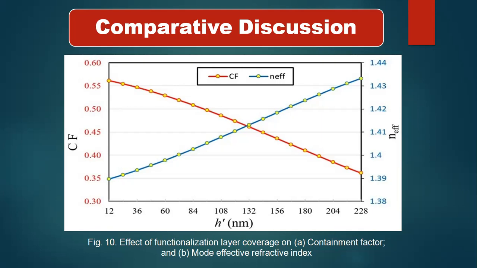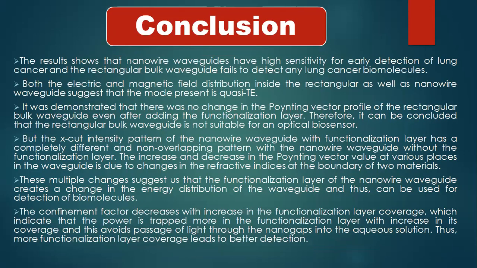Thus, we can see that with an increase in functionalization layer coverage, the performance of the waveguide or optical biosensor is becoming better, and thus the silicon nanowire should be completely covered. Also, overall, the effective refractive index is increasing. The results show that nanowire waveguides have high sensitivity for early detection of lung cancer, and the rectangular bulk waveguide fails to detect any lung cancer biomolecules.